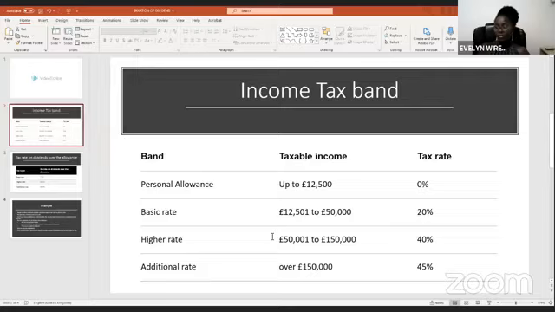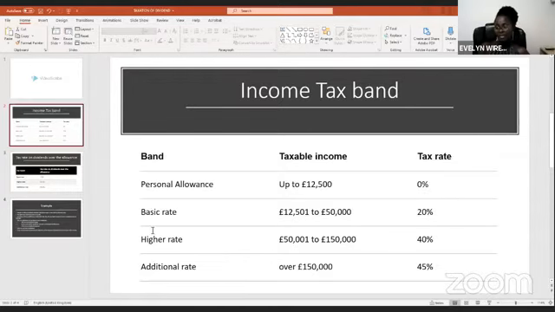As you can see on the screen, if in a tax year your income is up to 12,500, that is covering the personal allowance, then your tax normally will be zero. So if your income is within the 12,500, and let's say you have a dividend of 2,000, then the tax that you pay is 0%. You don't pay any tax.